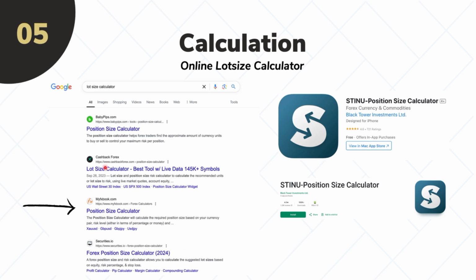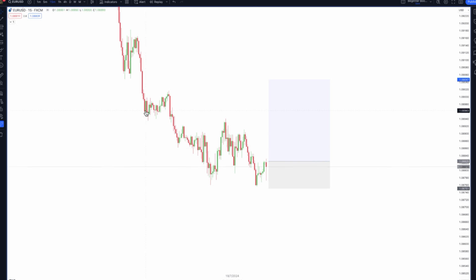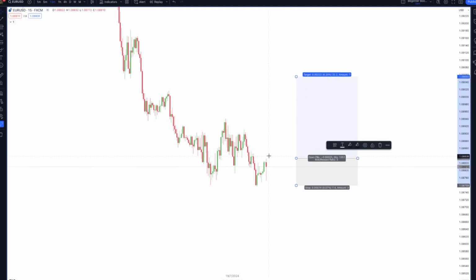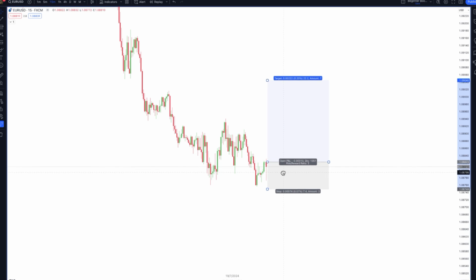It's a very nice tool. And let's take a look at MyFXBook to see how this actually looks. But before we dive into the lot size calculator, we need to know what trade we're going to take. So for example, you are here at TradingView and at the time of recording it's Sunday, so the market is closed. But hypothetically, we want to take a trade right here.